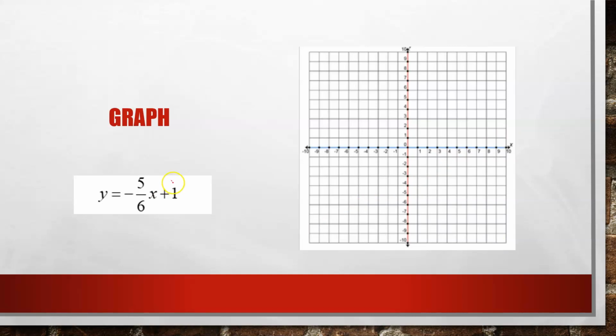The next one, here's my starting point, negative 5 on the y-axis, 6. So down 5 over 6, up 5 over 6.